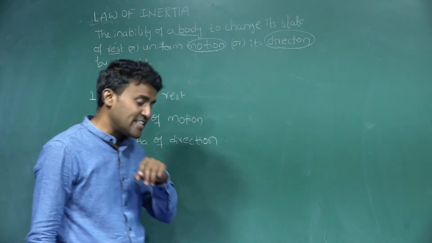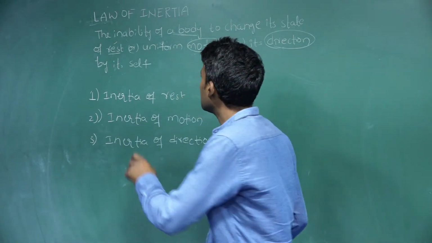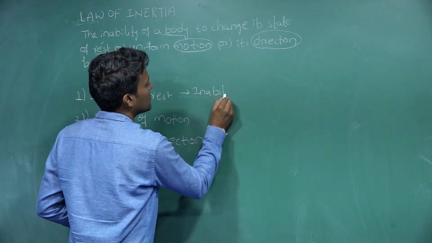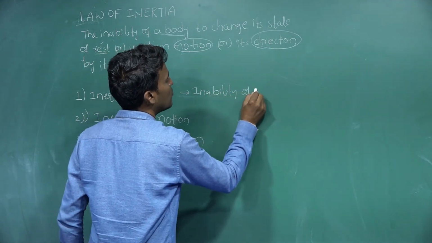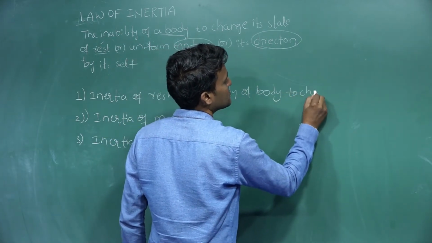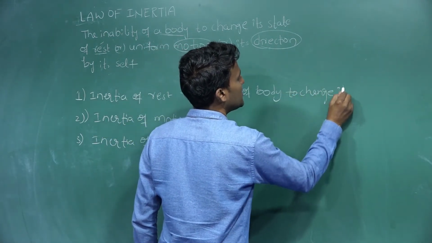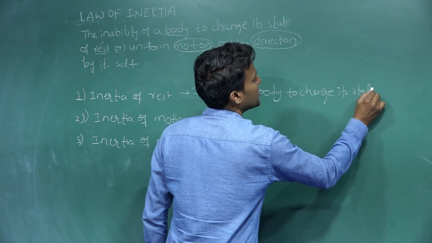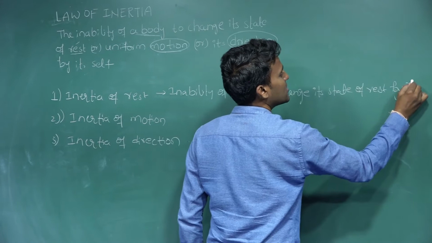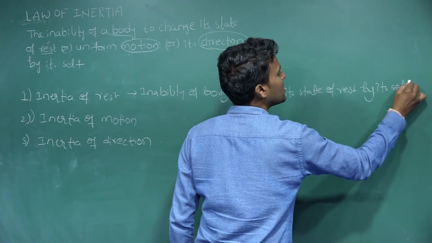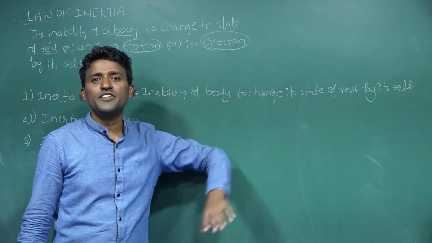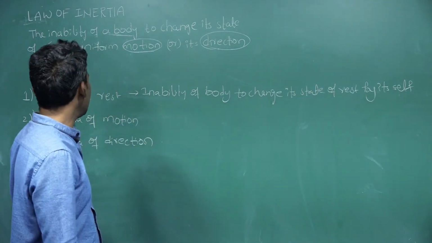Okay, what is inertia of rest? Inertia of rest means inability of a body to change its state of rest by itself. Inability of a body to change its state of rest by itself is called inertia of rest.